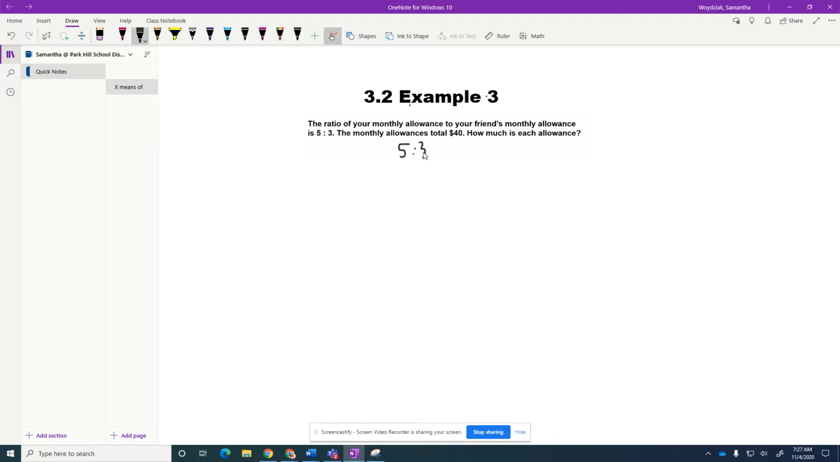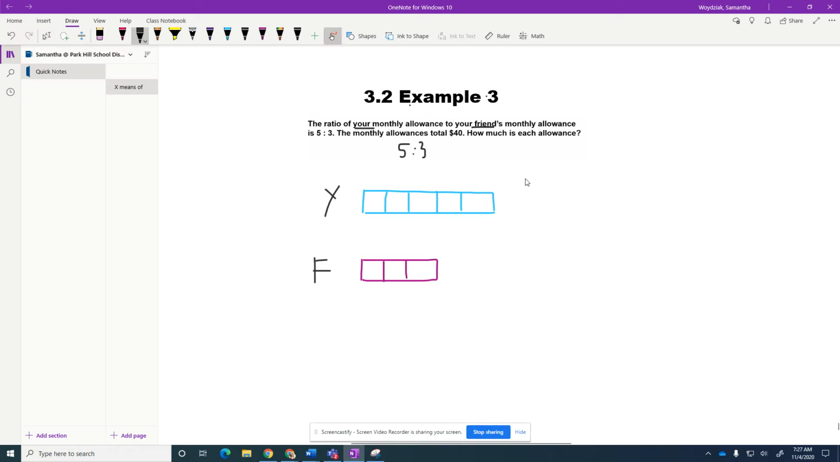And then what I'm going to do is create a tape diagram. So it says the ratio of your monthly allowance to your friend's, which means your monthly allowance comes first, your friend's comes second. So I'll just write a Y for your monthly allowance and an F for our friend's monthly allowance. So when I do this tape diagram, I know that your monthly allowance has 5 parts to the tape diagram because the part of your allowance is 5. So 1, 2, 3, 4, 5, and the friend's is only 3. It's about as even as I can get it.